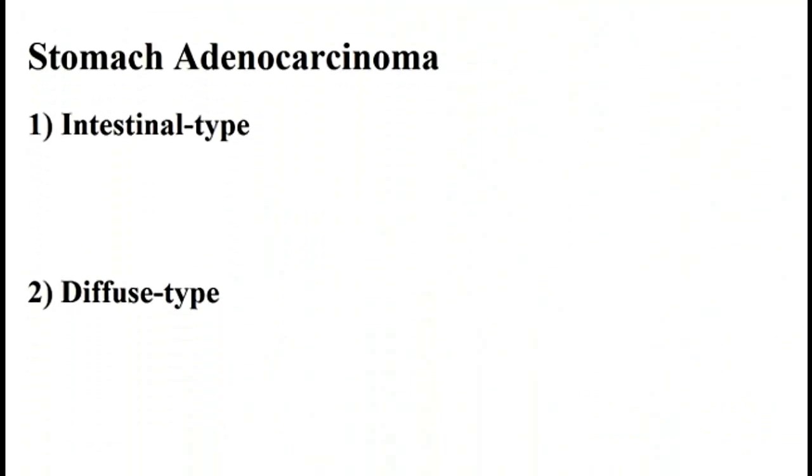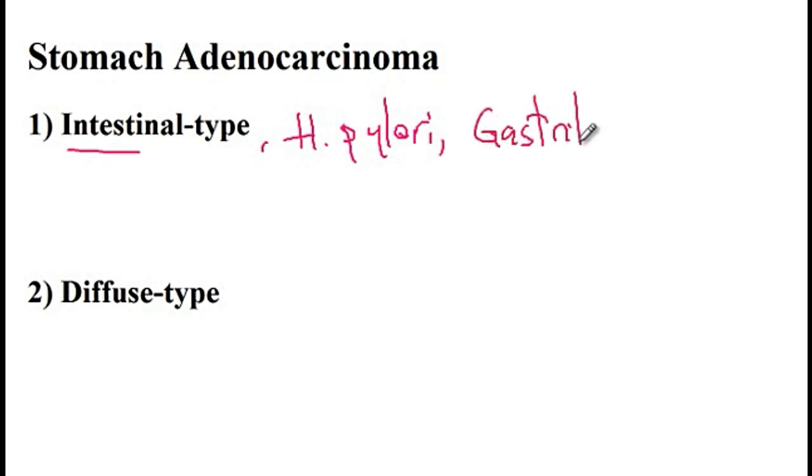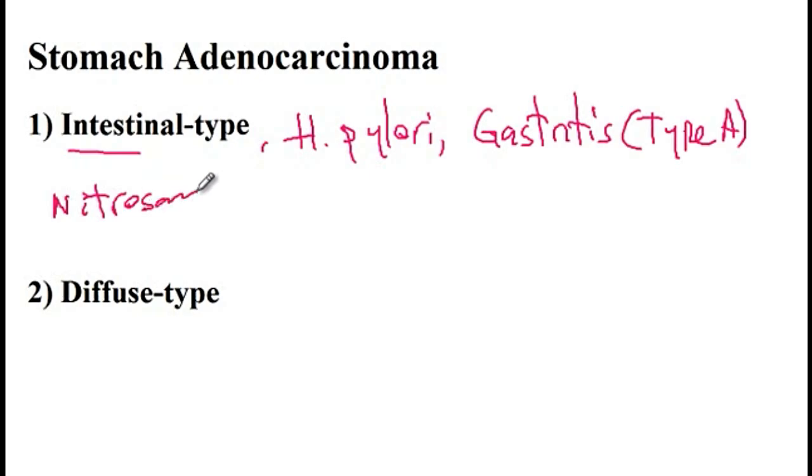Next, I would like to go over the stomach adenocarcinomas. So I mentioned earlier that the complication of Helicobacter pylori is the development of the intestinal type stomach adenocarcinoma. The risk factors for this type include, as I just mentioned, Helicobacter pylori infection, autoimmune gastritis, or in other words, type A, consumption of dietary nitrosamines, which are found in smoked foods, as well as finally blood type A. All of these are risk factors to the development of the intestinal type stomach adenocarcinoma.